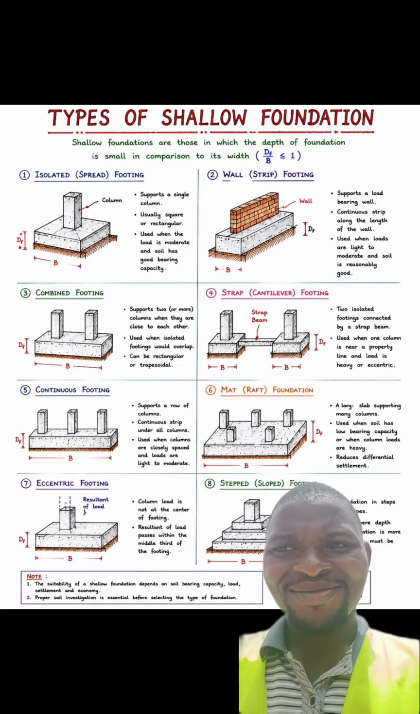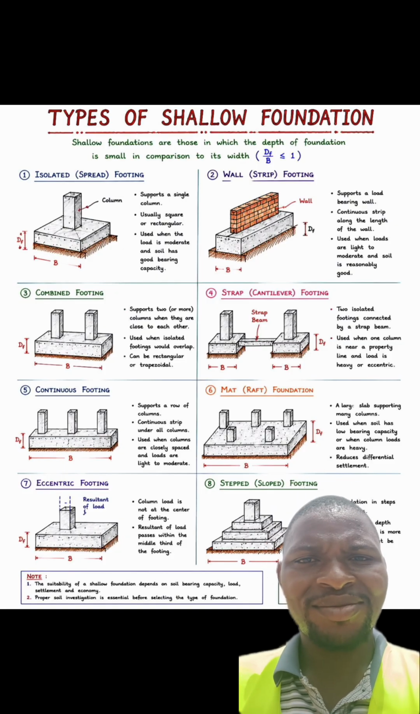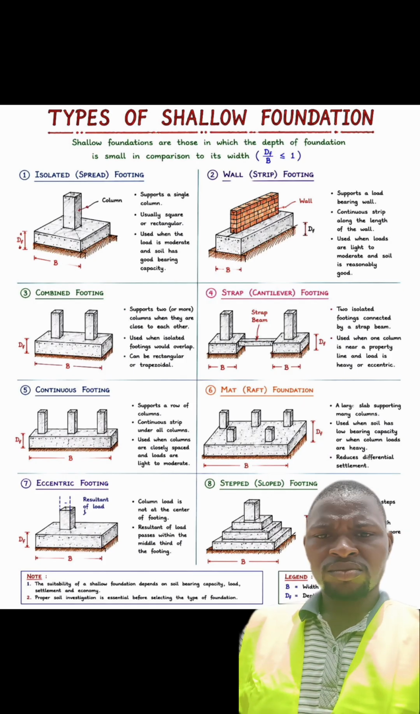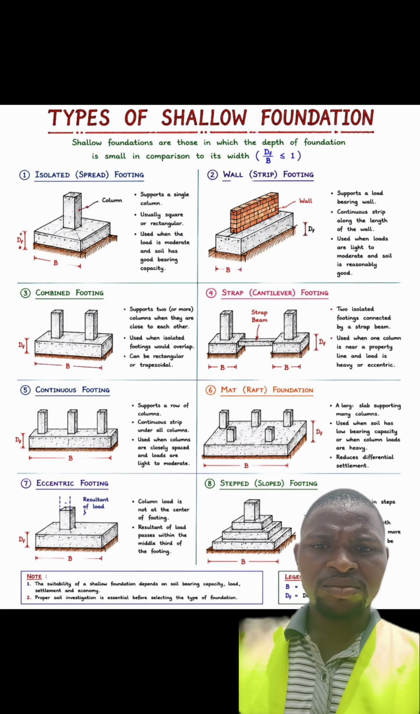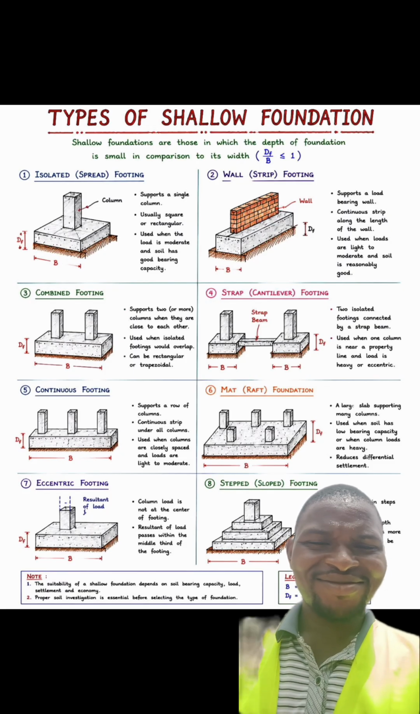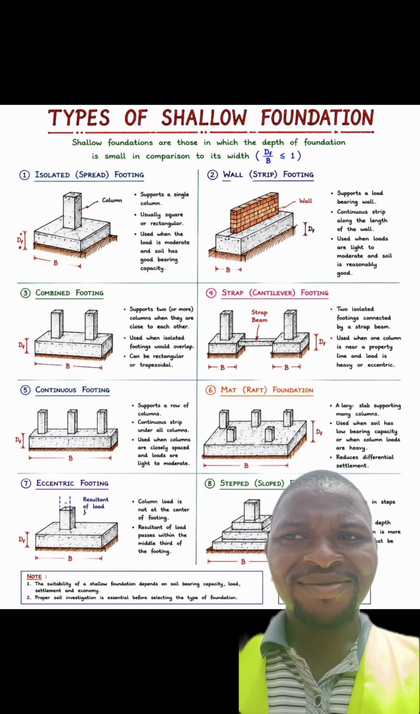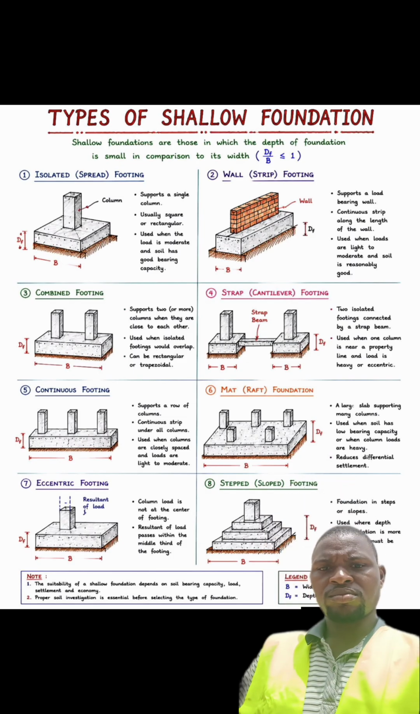It is used when isolated footings would overlap. So if you have two footings where the distance between them is not that much and they may tend to overlap, you can just combine them into a combined footing. It can be triangular or trapezoidal. So you may have them as triangular footing or trapezoidal footing.